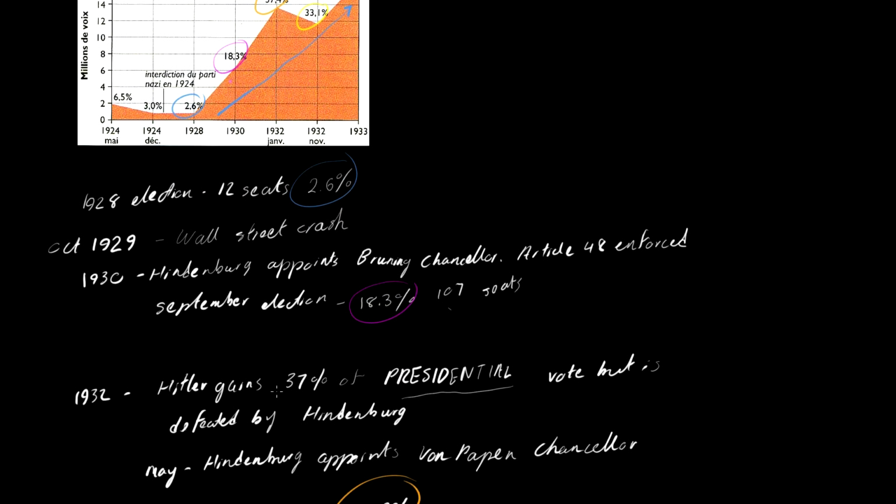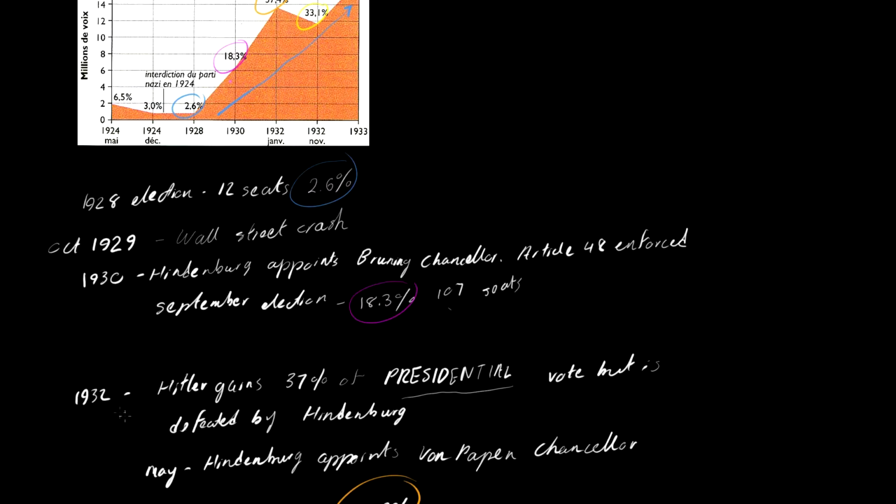In 1932, Hitler gains 37% of the presidential election. So this isn't the party election. This isn't the Reichstag or the parliament election. This is a presidential election, and he gets 37% of the vote, but he is defeated by Hindenburg.